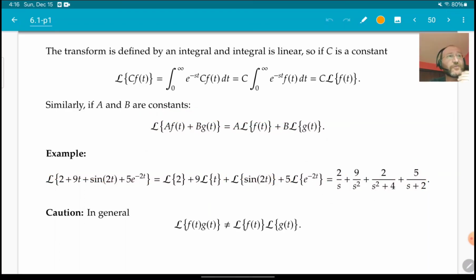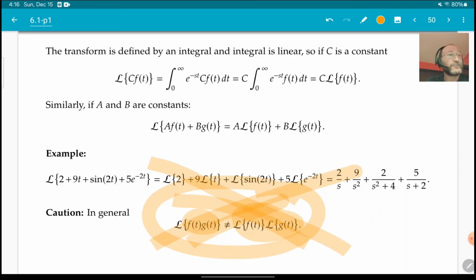Now, one word of caution. It would be sort of nice if it were true, but it's not, right? This is not true, right? It's not true that if I have a product, just this algebraic product of functions, the transform of the product is the product of the transforms. That's just not true. So just don't do that. It would be nice maybe, but it's not true.